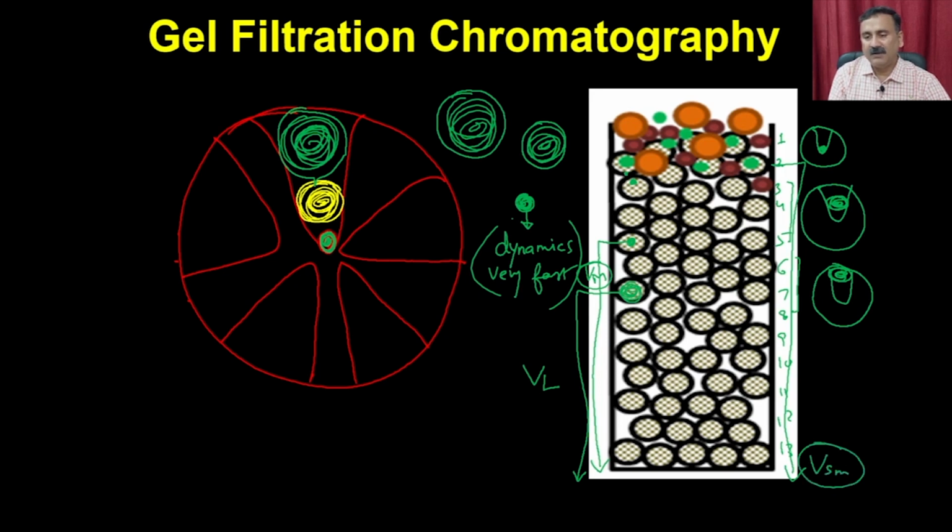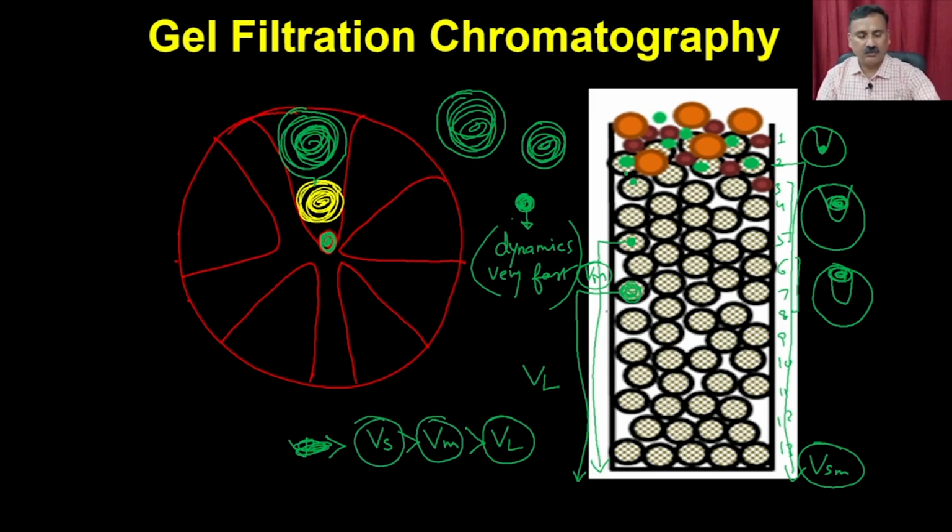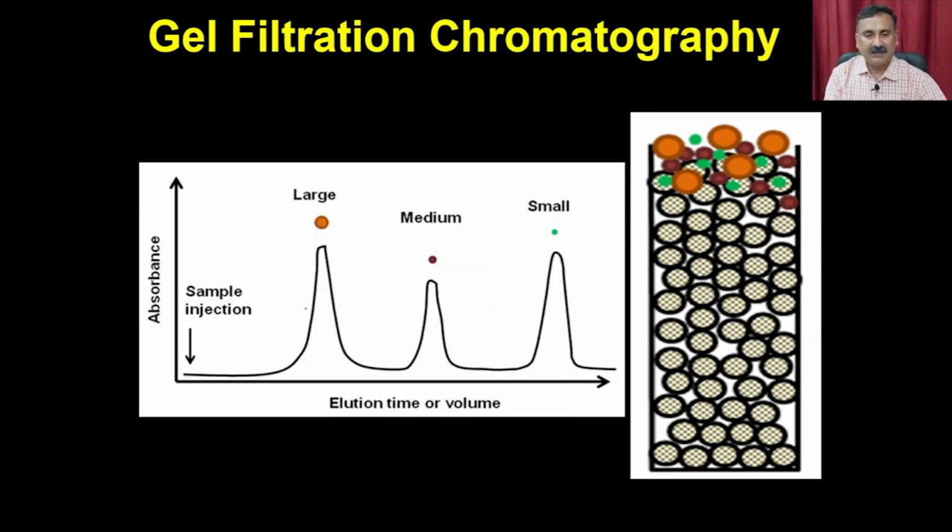Okay, so this means VS is going to be bigger than VM, and VM is going to be bigger than VL. This means this is going to be the smallest, this is going to be the middle size, and this is going to be the largest one. Which means if I show you how they will be getting eluted onto the chromatogram, it will be like this.